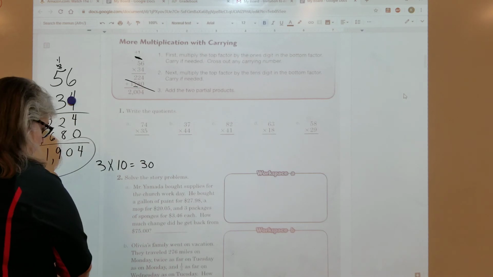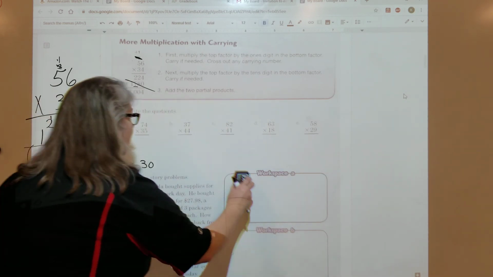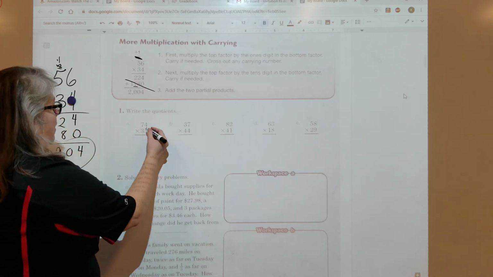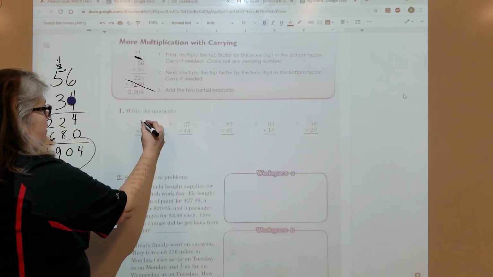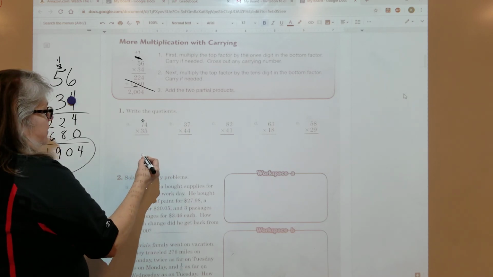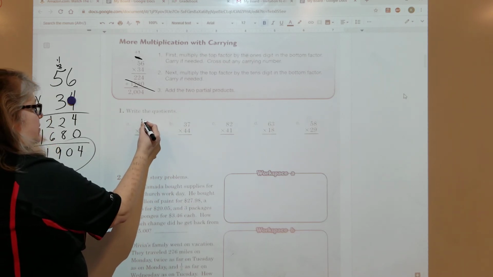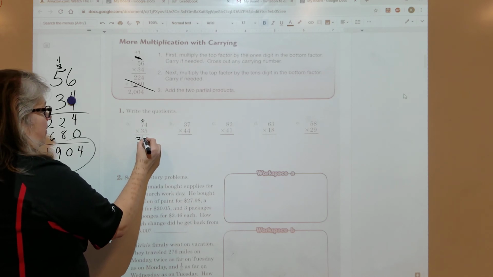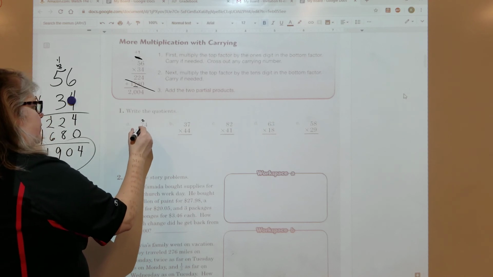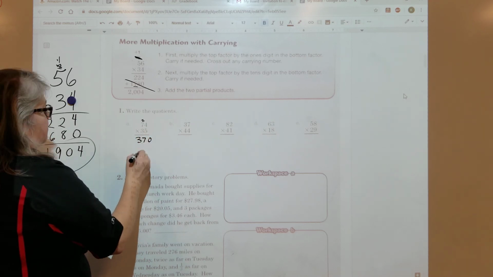I want you to work these. I'm going to do a couple of them with you, and then I'm going to leave you to the rest of them. 5 times 4 is 20. Carry the 2. 5 times 3 is 15, 16, 17. Oops, you know what? I forgot to put the 0 for the 20. What was that? I was like 37.